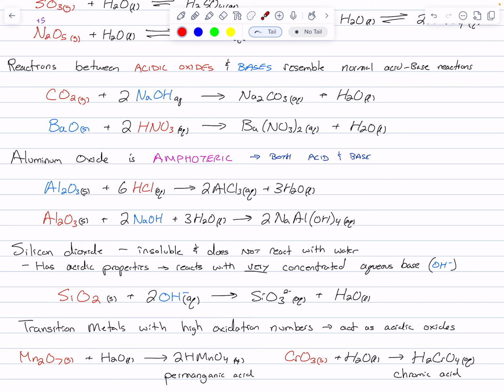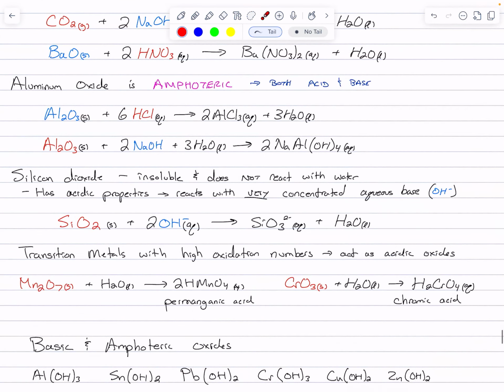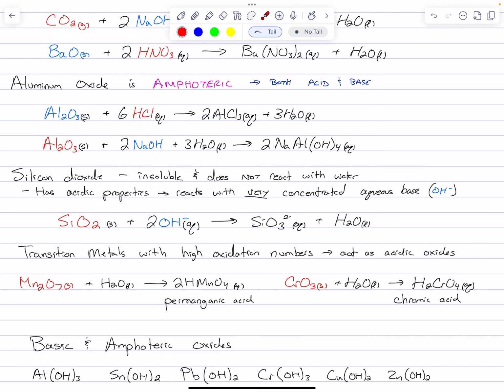Then we have some of the transition metals with high oxidation numbers. You've got manganese 7 and chromium 6, so this is +7 and this one's +6 as oxidation states. Those are pretty large. So when they react with water, they make their acids, like permanganic acid and chromic acid.